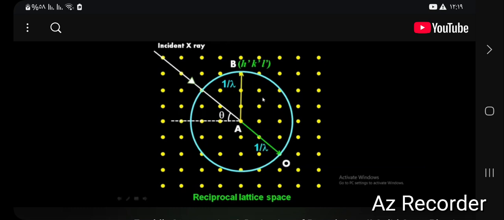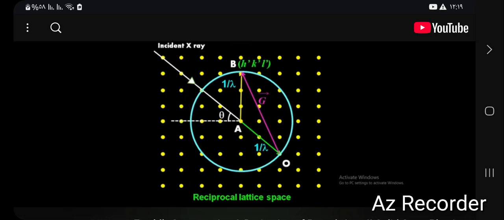If we connect these two reciprocal lattice points O and B by this arrow, the direction is from the origin. O is the reference origin and it is also a reciprocal lattice point. B is also a reciprocal lattice point. If we connect these two points by a vector pointing from O to B, this vector is nothing but the reciprocal lattice vector. The reciprocal lattice vector is the vector connecting two reciprocal lattice points. So G is the reciprocal lattice vector.